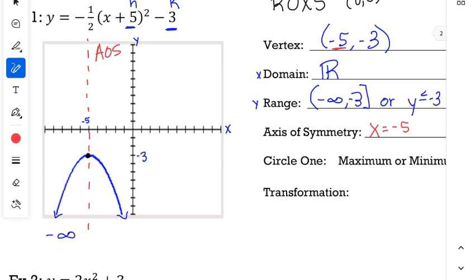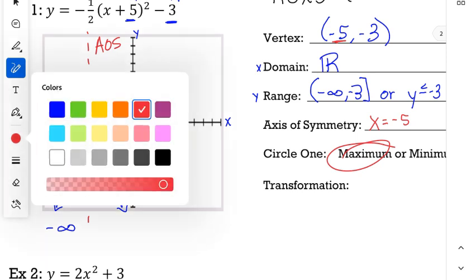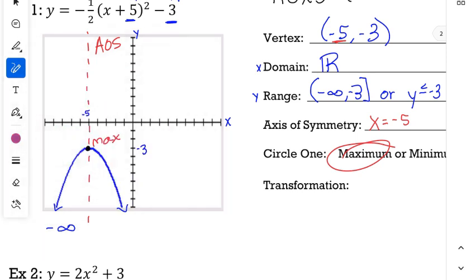Okay, maximum or minimum? Do we have a high point or a low point? Maximum. This is our max. And then transformation. So think about our warm-up. Remember the warm-up? These are really similar. You're looking at the same transformations because they're kind of written the same thing. So instead of absolute value bars, you have parentheses around it.